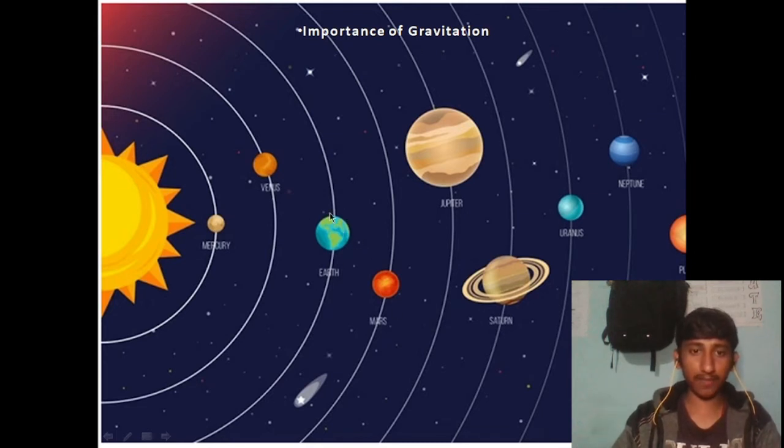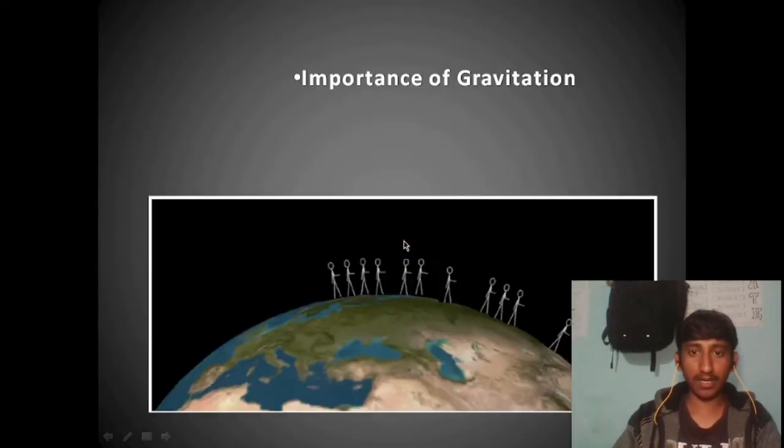The earth is spinning and revolving around the sun in a circular path. All other planets are also revolving and spinning around the sun. This is just because of the sun's gravity. The sun's gravity is forcing all the planets to revolve around the sun. It is gravity because of which we stick onto the earth's surface. If there was no gravity, we would be just floating around in space.